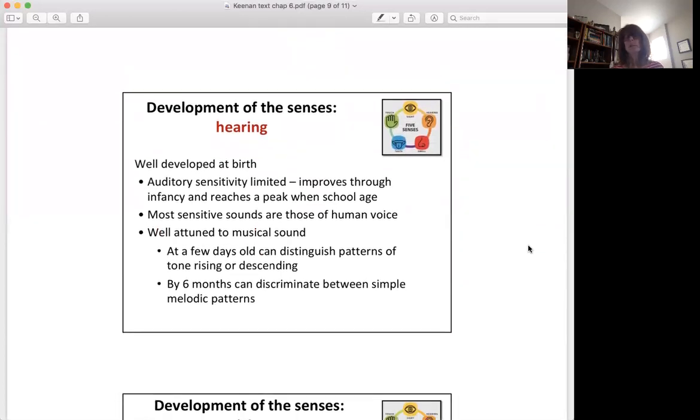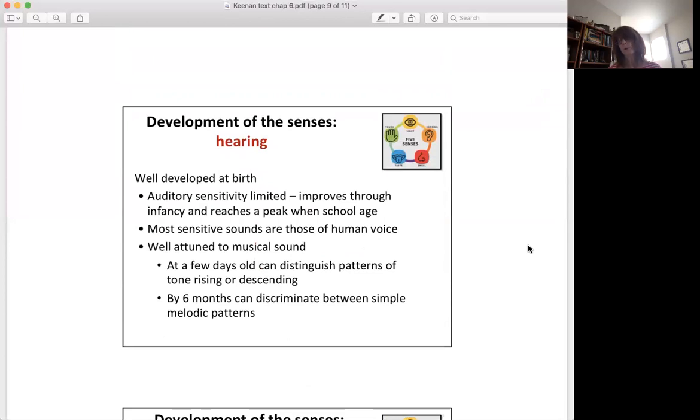Hearing is a sense that's extraordinarily well developed at birth. And auditory sensitivity improves through infancy and reaches its peak at about school age. Most of the sounds that hearing is sensitive to are those within the range of the human voice. And we are also very well attuned to musical sounds.